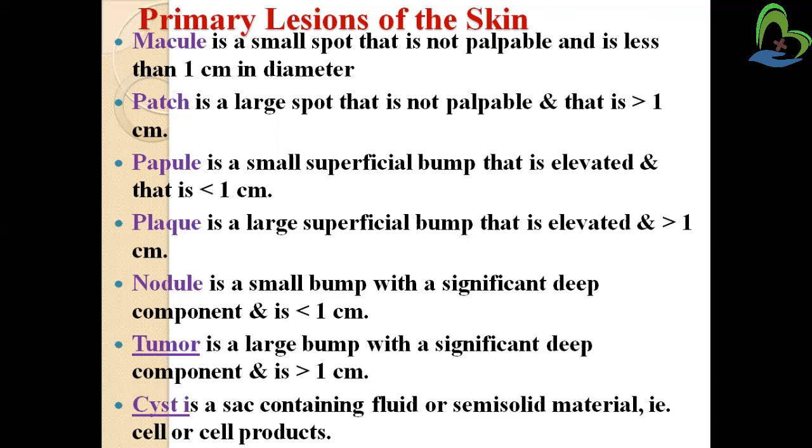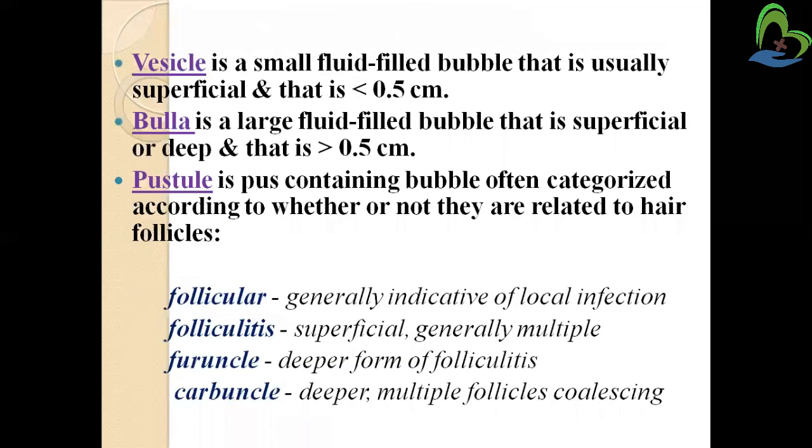The next one is cyst. It is a sac containing fluid or semisolid material, for example, cells or cell products. Usually people who get second degree or third degree burns may develop this cyst form. And the next one is vesicle, a small fluid-filled bubble that is usually superficial and less than 0.5 centimeter. The next is bulla, a large fluid-filled bubble that is superficial or deep and more than 0.5 centimeter.